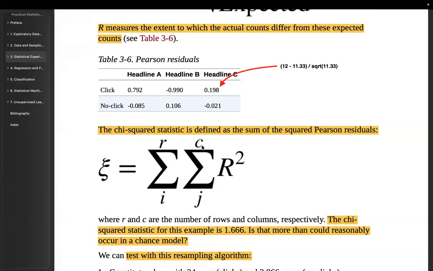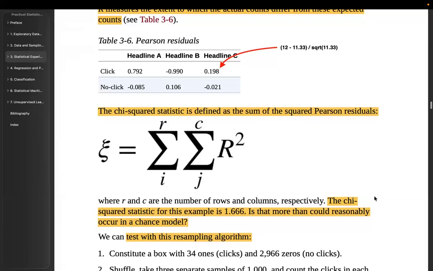J is the column, I is the row, so all the columns, all the rows. It's the compact notation here. In effect, you square each of these numbers and sum them, and that is the chi value.